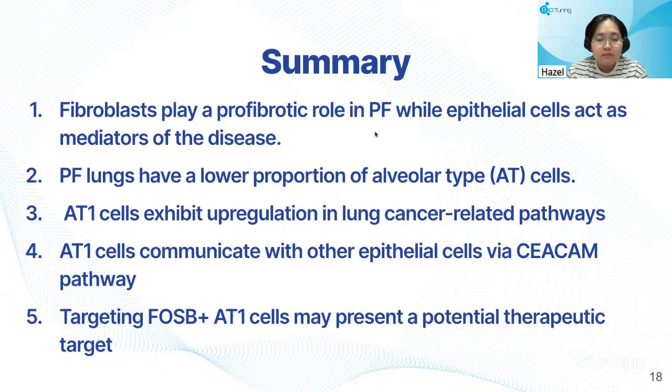Okay. And to summarize our findings today, we know that fibroblasts play a profibrotic role in pulmonary fibrosis, while epithelial cells can act either as a mediator or a progressor of the disease. And in pulmonary fibrosis lungs, they have a lower proportion of the alveolar type cells compared to normal. We also found that the AT1 cells exhibit upregulation in lung cancer related pathways, and that these cells communicate with other epithelial cells via the CEACAM pathway.